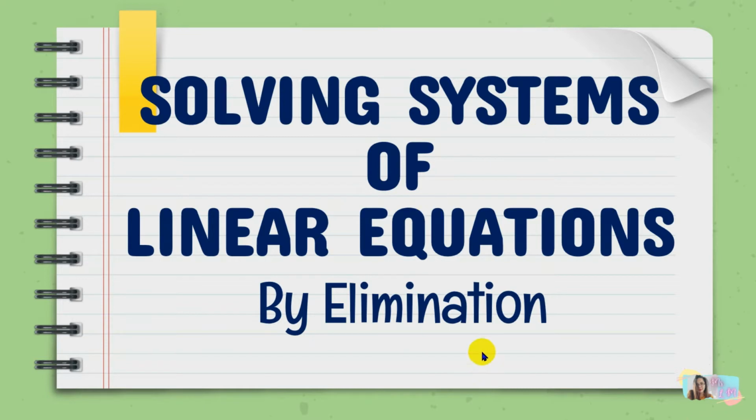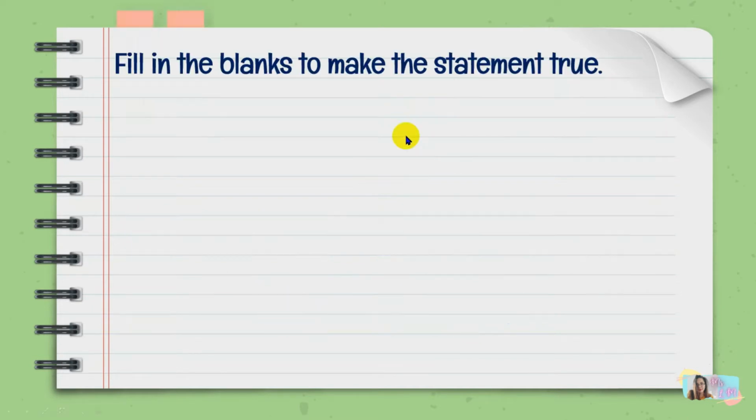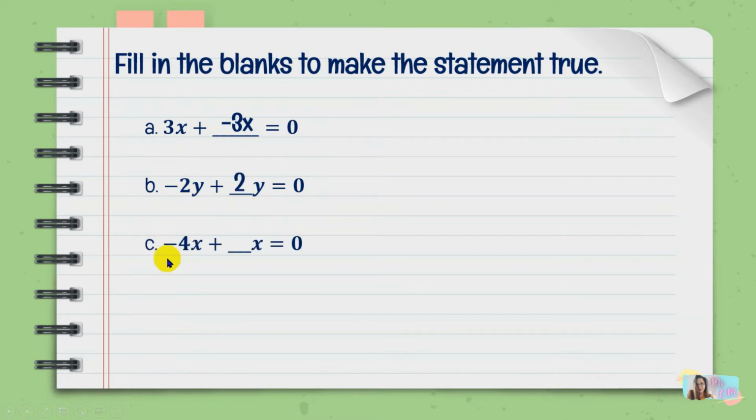So in this method, we have to learn how to find out the additive inverse of a number or of a term. So we have to fill in the blanks to make the statement true for our first activity. If we have 3x plus blank is equal to 0, what should be added to 3x to have a 0? It's no other than negative 3x. Next, we have negative 2y plus blank y is equal to 0. What should be multiplied to y para maging additive inverse siya ni negative 2y? That's positive 2. Next, we have negative 4x plus blank x is equal to 0.